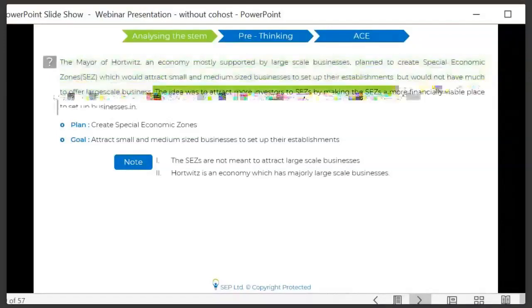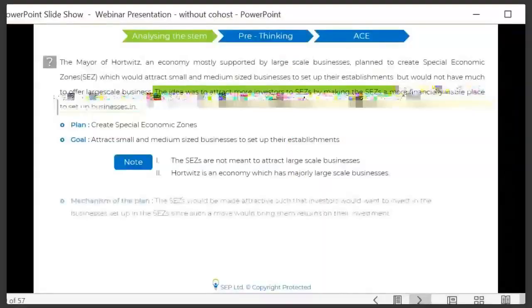The idea was to attract more investors to SEZs by making the SEZs a more financially viable place to set up businesses. So what was the mechanism through which the plan would work? The SEZs would be made attractive in such a way that the investors would want to invest in the businesses which would be set up in the SEZs, since such a move would bring some kind of financial returns on their investment. Now, the question stem is asking us to identify a choice that shows that the plan was successful.